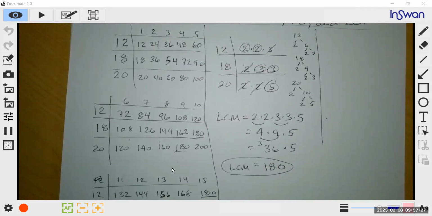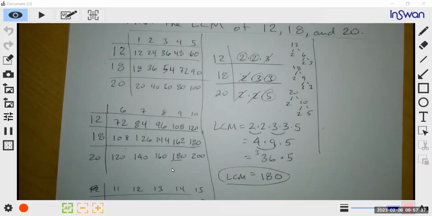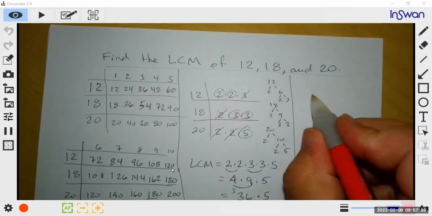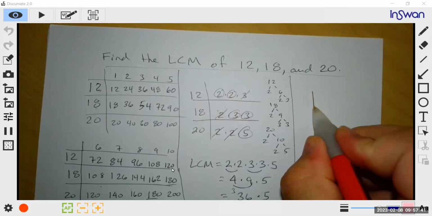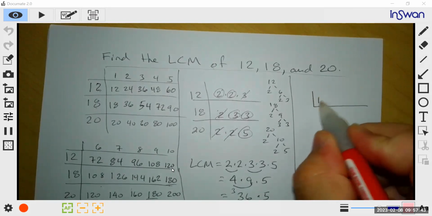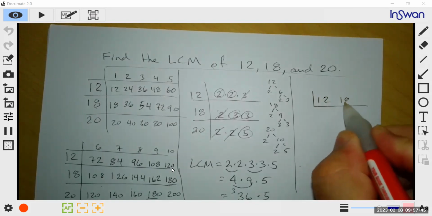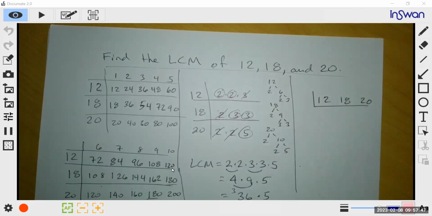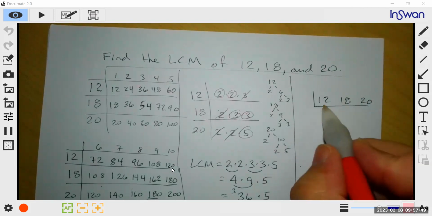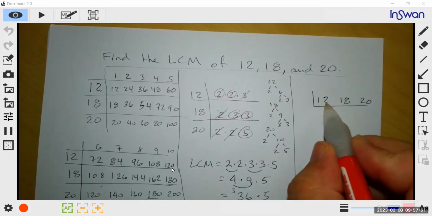Pretty good so far? Let's do divisibility now. So we have 12, 18, 20. Look at the first one.